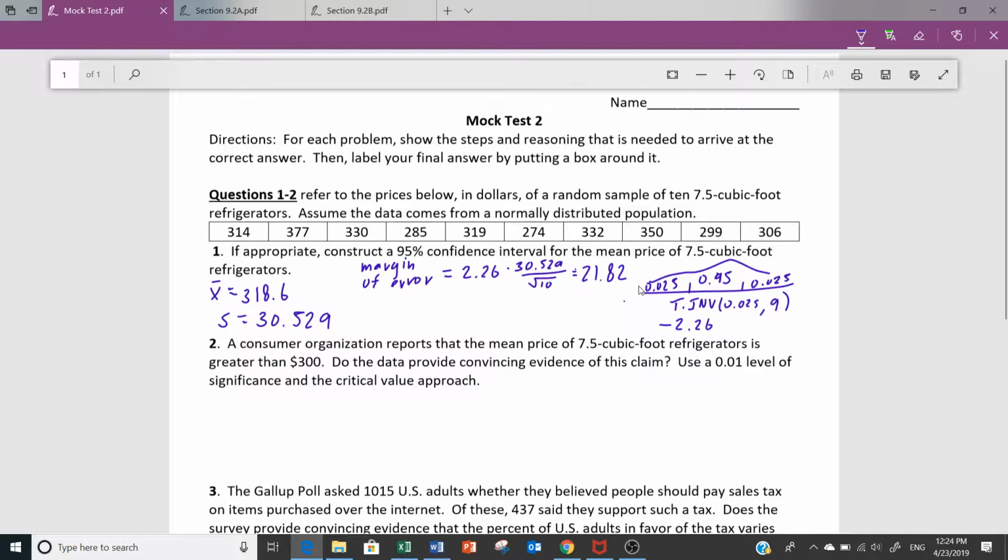Okay, how do we now find the upper and lower bound? What do we do with that? Good. So I'm going to do 318.6 plus 21.82 and then 318.6 minus 21.82. I only care about the rounding at the end, so we don't round it. I rounded it just so that I could write it on the screen. I'm going to be more concerned about what the final answers are.